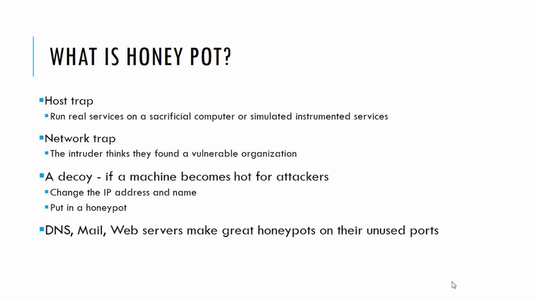DNS servers, mail servers, and web servers make great honeypots on their unused ports. How can you do so? You can monitor the unused ports of the web server, the port numbers other than port number 80, for persons who are trying to contact this web server on port number 20 or 21, for example. You can know more about these attackers and why they are attacking this machine specifically on a port that has no real service on it. And you can know their IP, their way of attacking, and then you can build a defensive system that is more efficient in facing them.